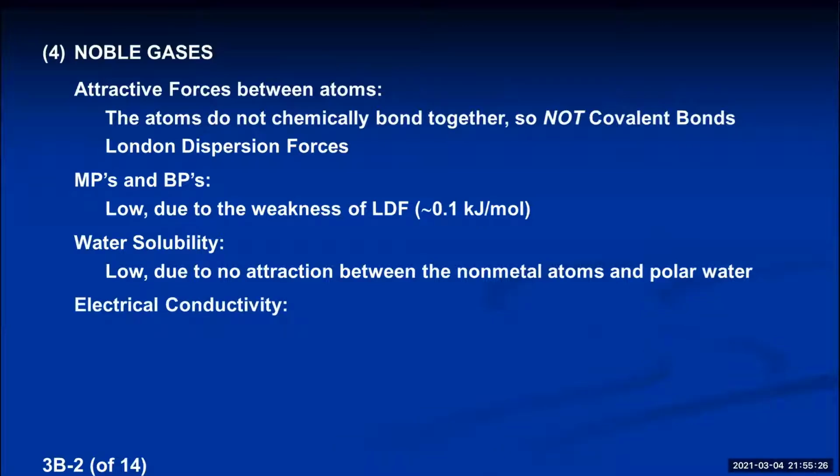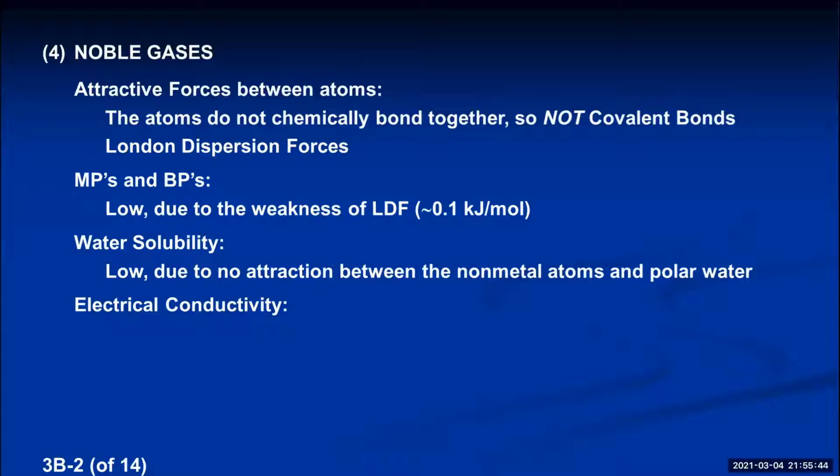In terms of electrical conductivity, the electrical conductivity of a material is always due to the fact that charged particles can move through it. Charged particles are either ions or electrons, and noble gases aren't made of ions, and the electrons on a noble gas atom are stuck on that atom.